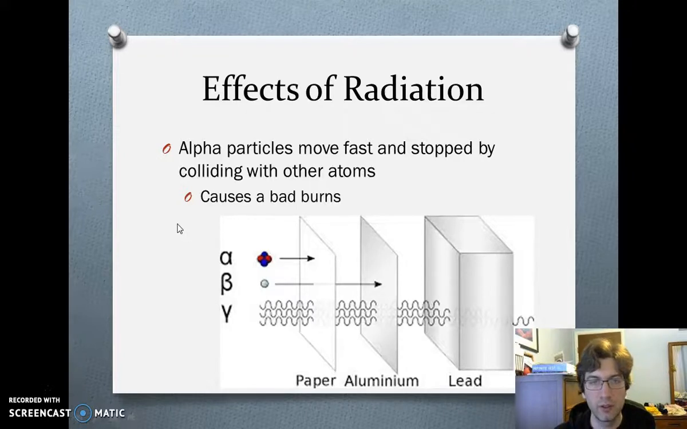If you are exposed to alpha particles, it's probably just going to cause burns to your skin. It will be irritating, but nothing that you can't really just heal from. You do want to make a habit of not being exposed to these things. They are very dangerous to you.